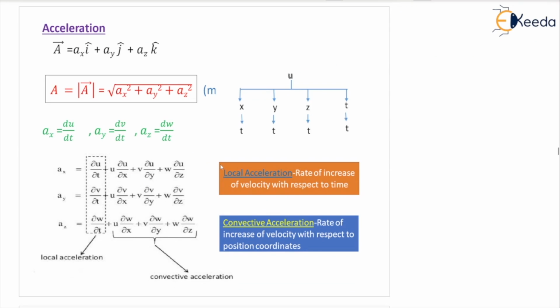So acceleration is also a vector quantity, as it is written in vector form. A vector equal to ax i cap, ay j cap, and az k cap. The unit is meter per second square. So the magnitude of acceleration A can be found using this equation, root under of ax square plus ay square plus az square.